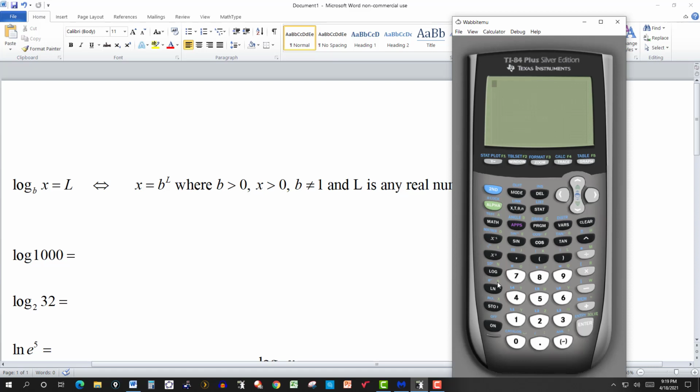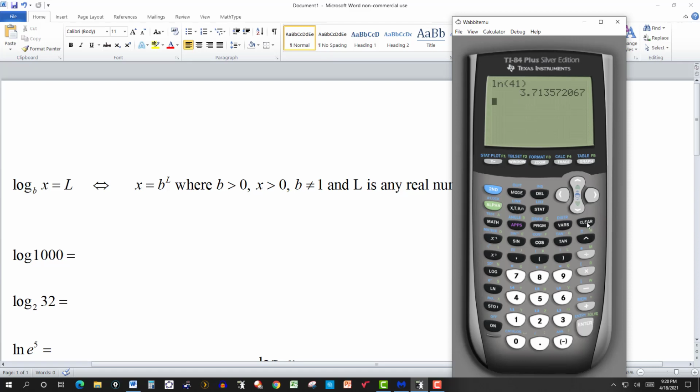Now, if I use ln, now I'm using a base of e, which is approximately 2.72 to 2 places. So if I enter any number there, say 41, close the parentheses here, that gives me 3.71 to 2 places. So that's the natural log of 41. What that number represents is this: if I take the number e to the 3.71 power, that would give me approximately 41.